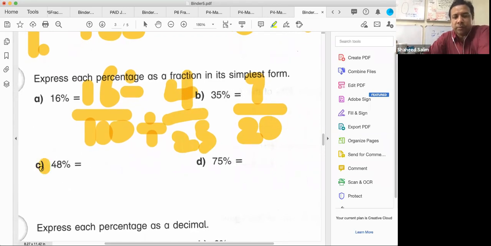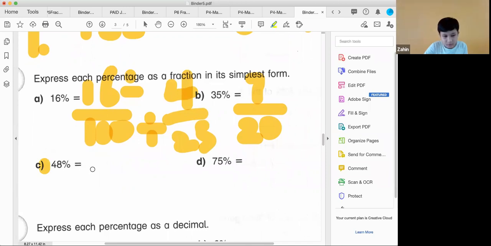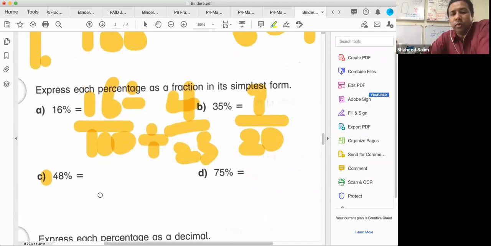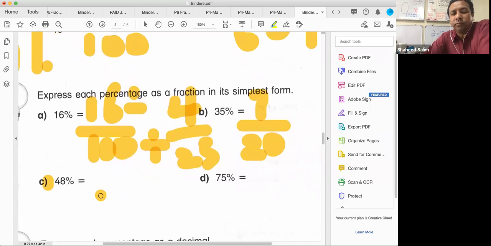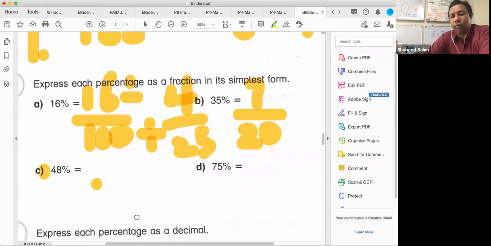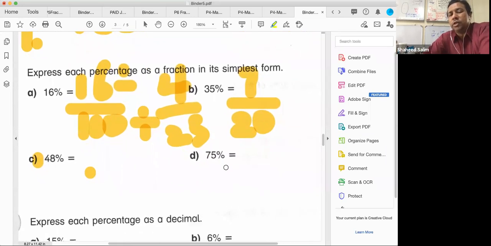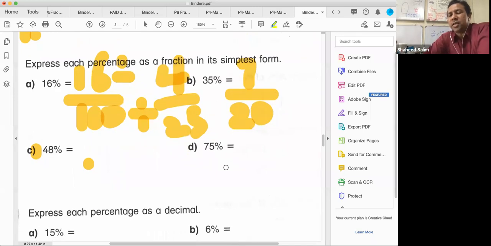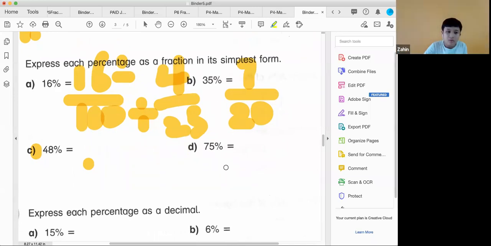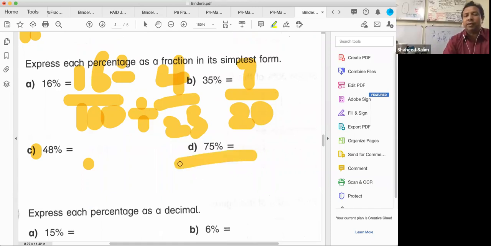Zahin, what's C? 12 over 25. 12 over 25. Okay. You divide by 4, divide by 4. Okay, 12 over 25. Good. This one, anyone? 25%. 3/4. 3/4, just divide. So this one is very simple. Just divide it by 100 and then you bring it to lowest terms. Divide by 25, 25.